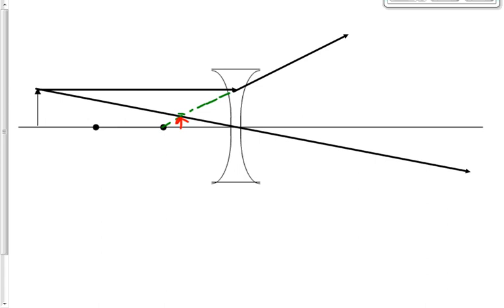If we have two green dotted lines going backwards, intersecting with each other, we know that it's a virtual image. You have to look into the lens in order to see it. We also can tell by the picture that it's smaller, and we can see that it's upright.